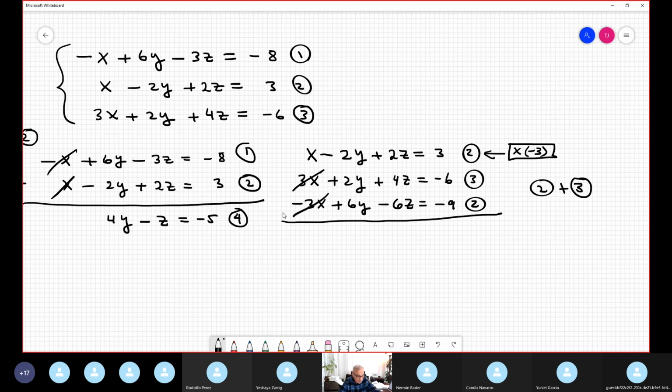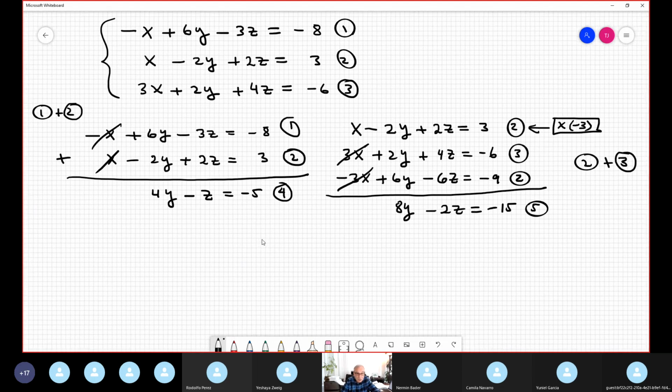Elimination of the x, this is 8y, this is negative 2z equal negative 50. And this is equation 5. Now 4 and 5 together. I have 8y minus 2z equal negative 50.